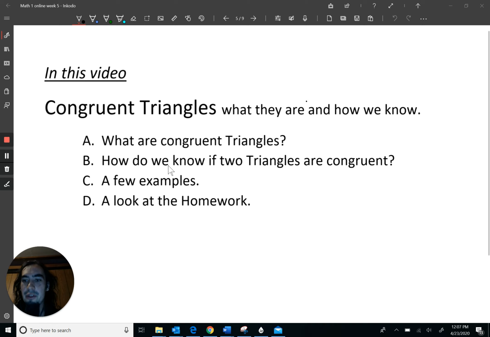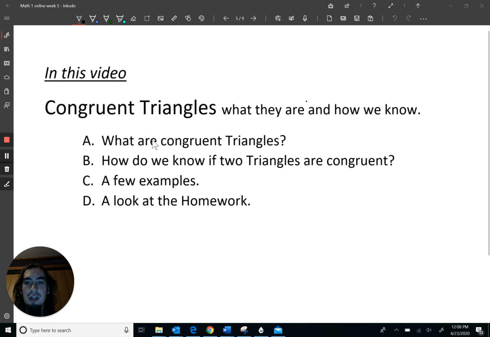So this is Math 1, so all my Math 1 kids, here we go. We're going to look at congruent triangles, what they are, and how we know. All right, now we actually did a little bit of this in class before we left the classroom. So some of this is going to be a little bit of review, so I'm not going to go into too much detail at the beginning, but there will be some new stuff towards the end. We'll get there when we get there.